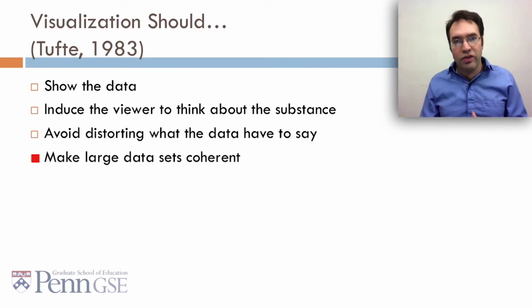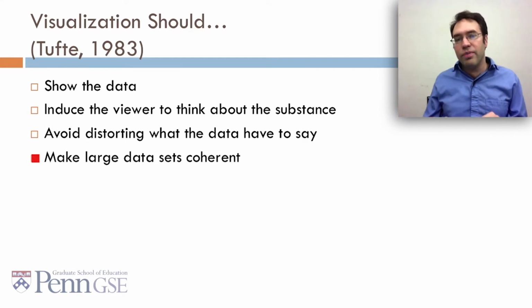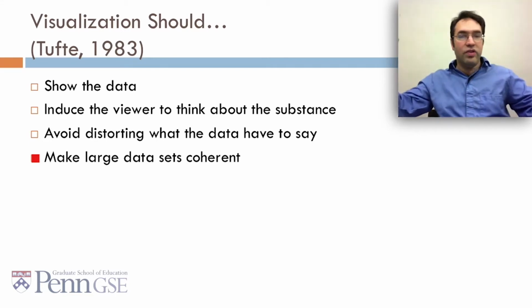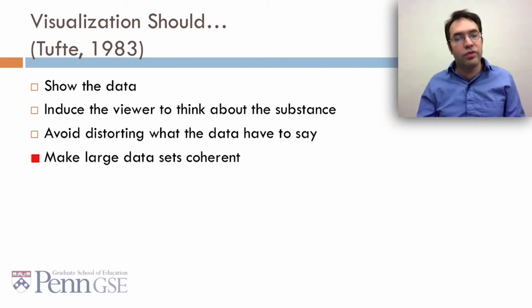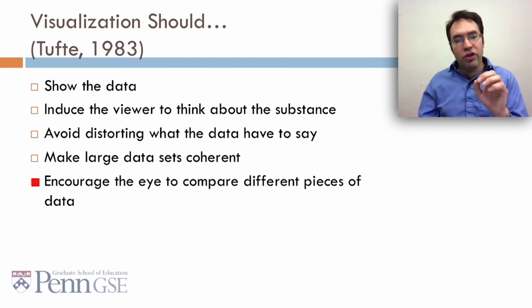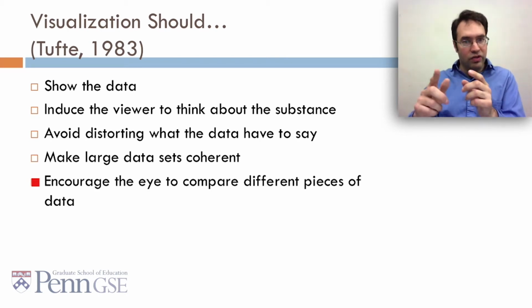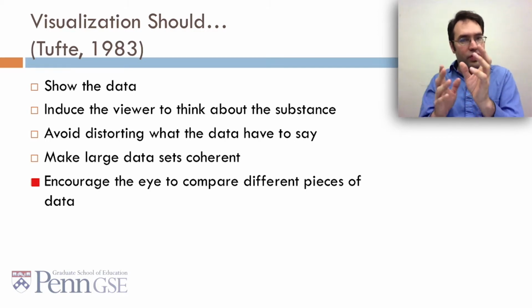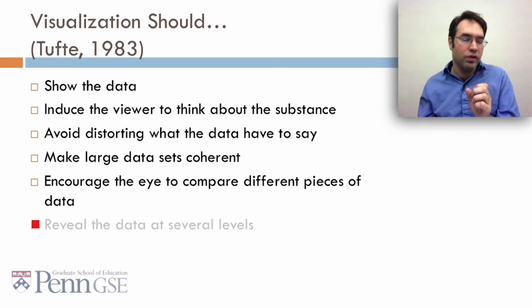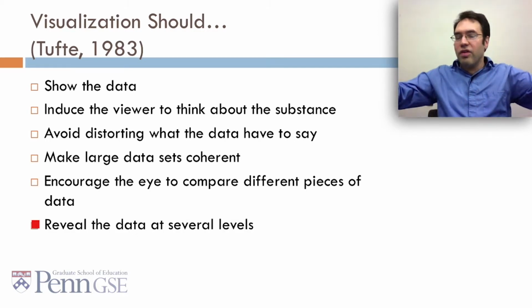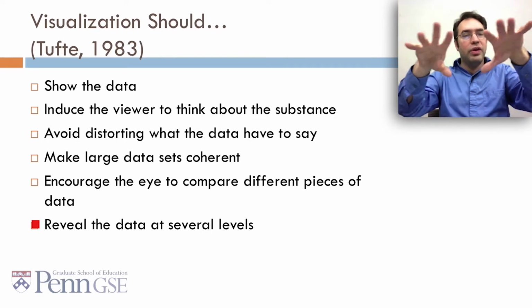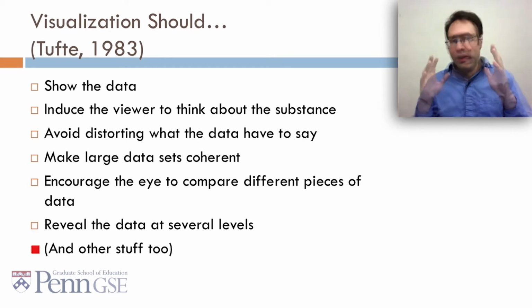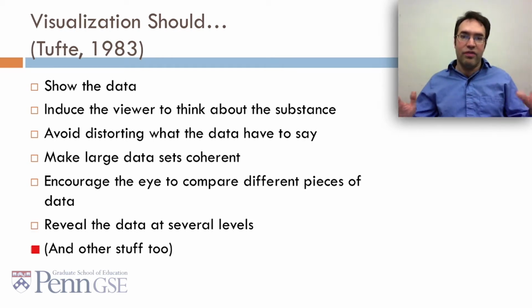Make large data sets coherent. Actually, it turns out that the methods for visualization of very big data sets are not always the same as the methods for visualization of smaller ones, and we'll talk a little about this this week. It should encourage the eye to compare different pieces of data to each other. It should allow the differences to kind of pop out visually and become meaningful. It should reveal the data at several levels and allow a person to get aggregate or more piece-by-piece views of the data. And finally, it should do all kinds of other stuff.